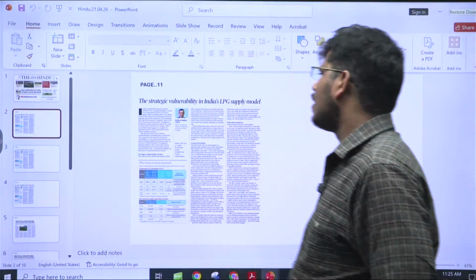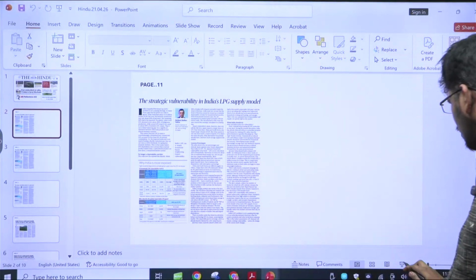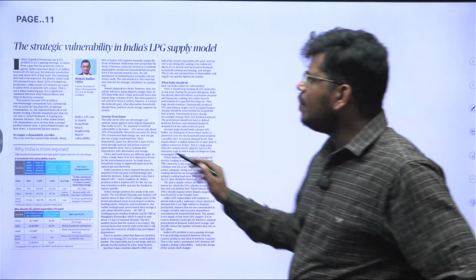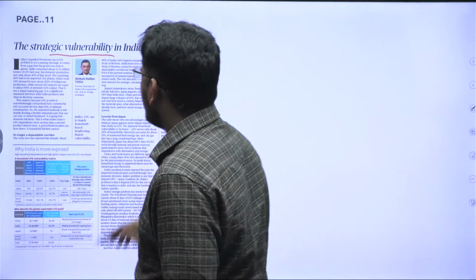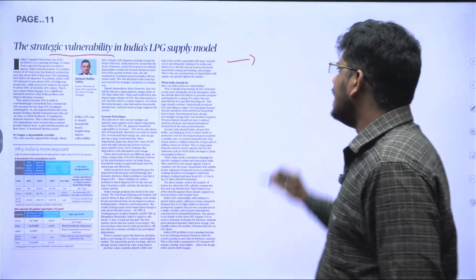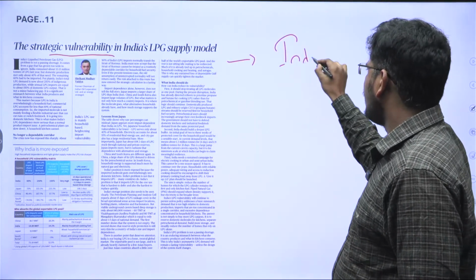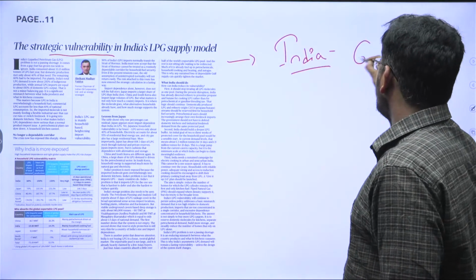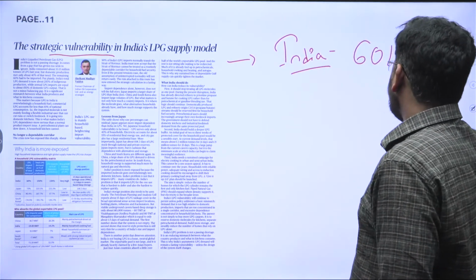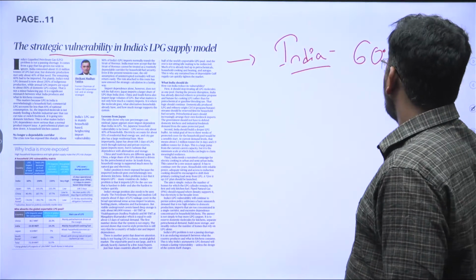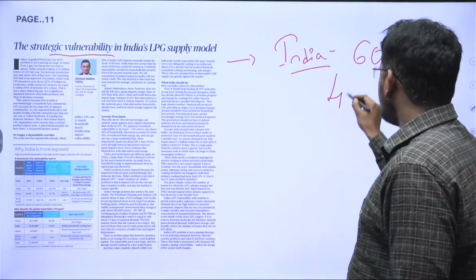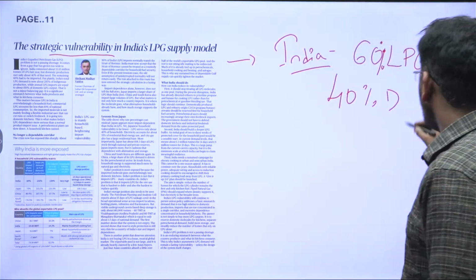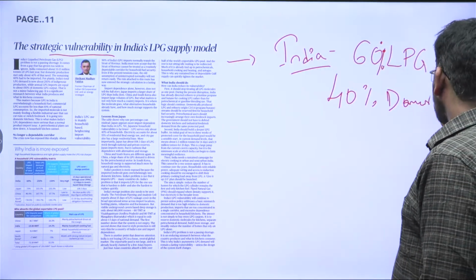So first article, we'll see the strategic vulnerability of India's LPG. So what the problem here is, India has strategic vulnerability of LPG. Why? Because India imports 60% of its LPG needs, and 40% is produced domestically, like the KG gas basin and other places. So this is fine.